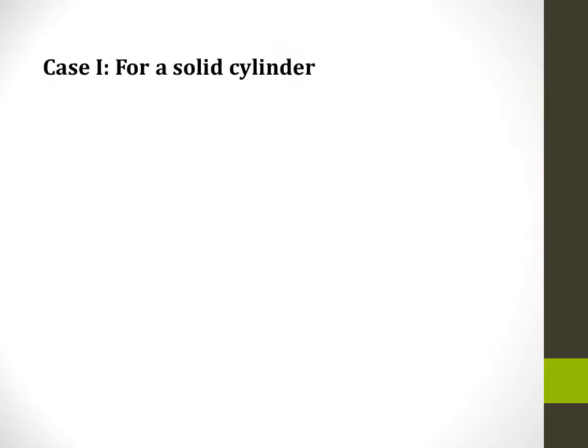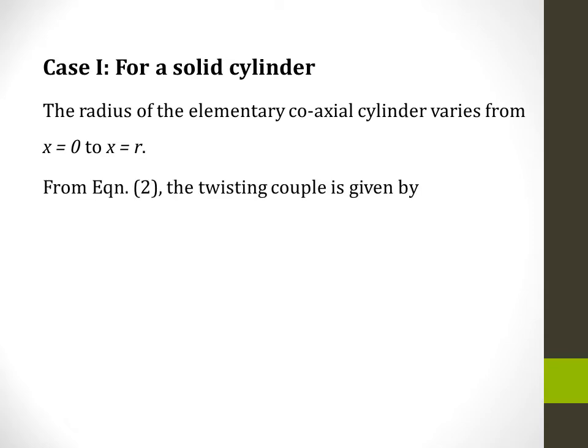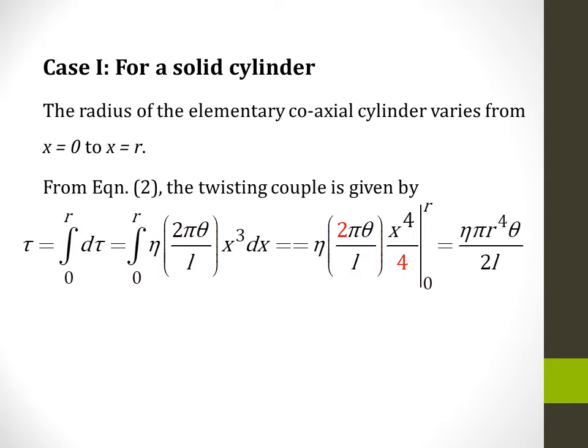We now proceed to calculate the twisting couple for two cases. Case 1 is for a solid cylinder and case 2 is for a hollow cylinder. The radius of the elementary coaxial cylinder varies from x equal to 0 to x equal to r, and therefore the twisting couple is given by τ is equal to the integral from 0 to r of dτ. We substitute for dτ from the earlier equation, which we had seen in the previous slide, which is η 2π θ by L into x³ dx.